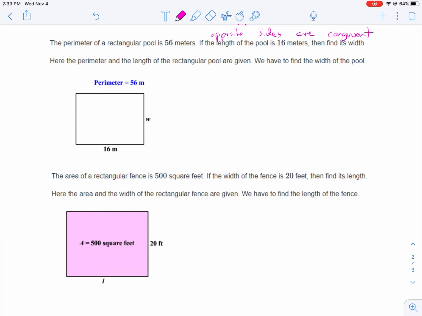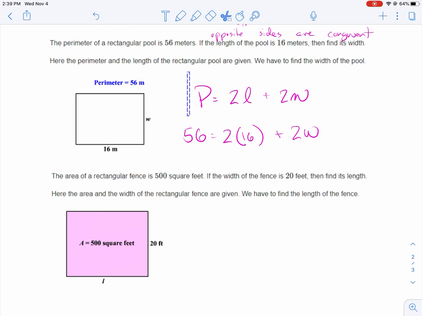Okay, so think about what it means to find the perimeter of a rectangle. Well, it's 2 times the length plus 2 times the width. In this case we're given the perimeter, which is 56. We're given the length, which is 16, but we are not given the width.